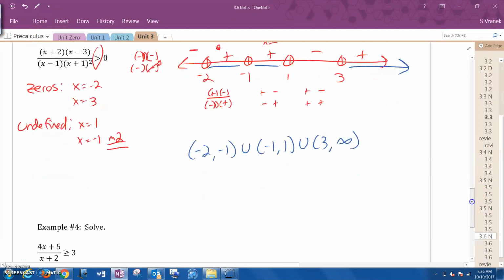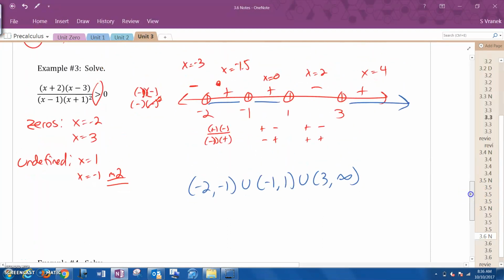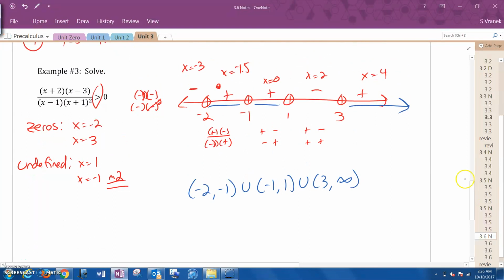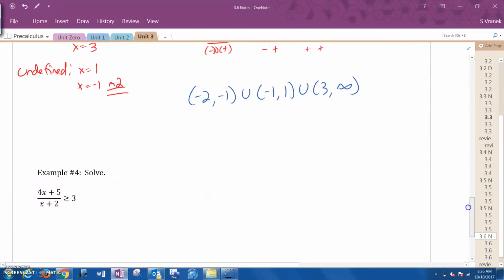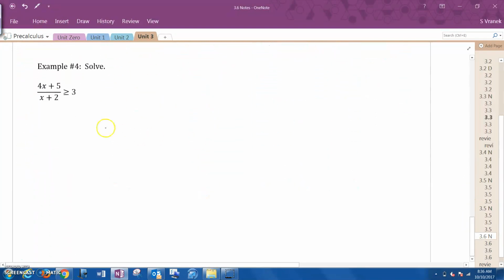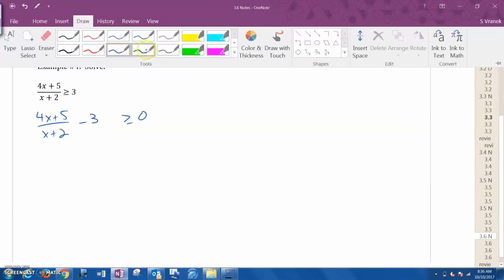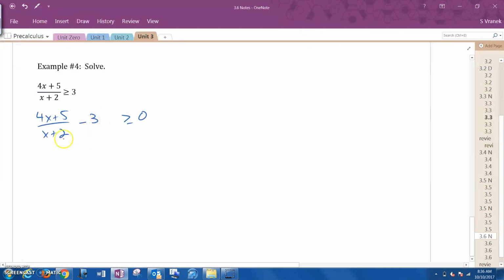Alright, so we have one more quick one. Well, actually, maybe not that quick. This one is a little challenging because we have to get it equal to 0. If you notice, this one has a 3 on this side. So the first thing we have to do is move that over. And when you do that, we need to get a common denominator to push these together because we can't analyze this unless we do that. So since this is an x plus 2, we're going to put x plus 2 on the bottom and multiply by an x plus 2 on the top.